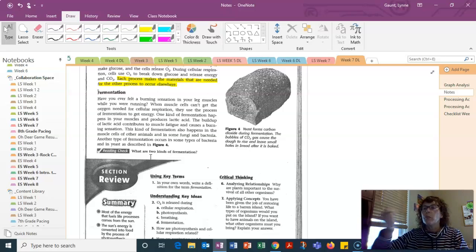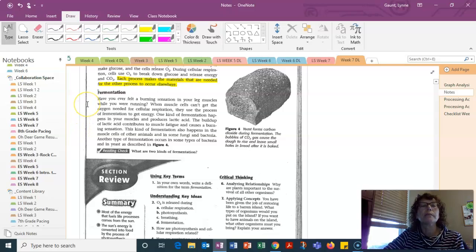So you're breathing in more so you can produce more energy. But at some point, you're not going to be breathing fast enough to get those cells to keep making energy. And you may need to kick in energy from a different process. That's the process called fermentation. So let's read this paragraph.